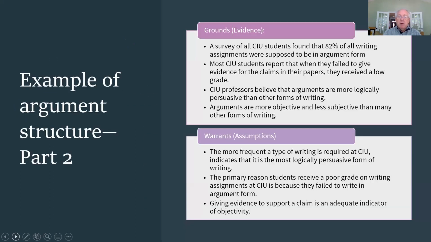Let me give an example of that in terms of the grounds. Now remember, we said that the supporting reasons need grounds, and so it's important that we look at those grounds. One of those might be that a survey of all CIU students found that 80% of all of the assignments were supposed to be written in argument form. So that's a relevant piece of evidence. Another relevant piece of evidence might be that most CIU students report that when they failed to give evidence for the claims in their paper, they received a low grade.